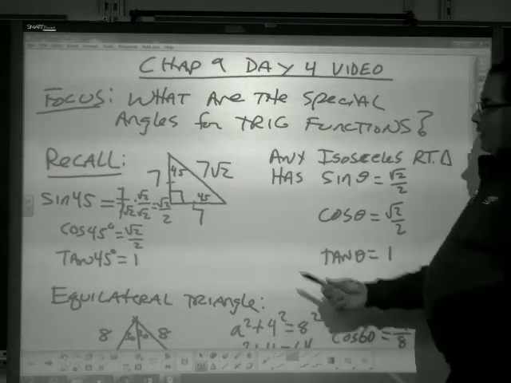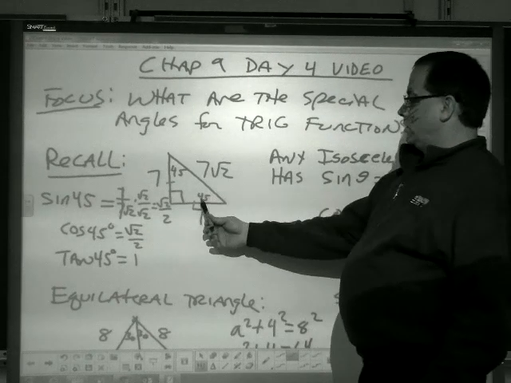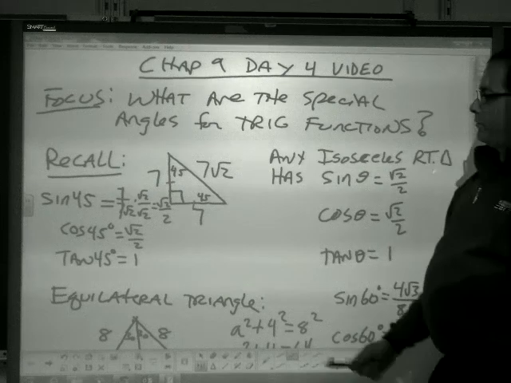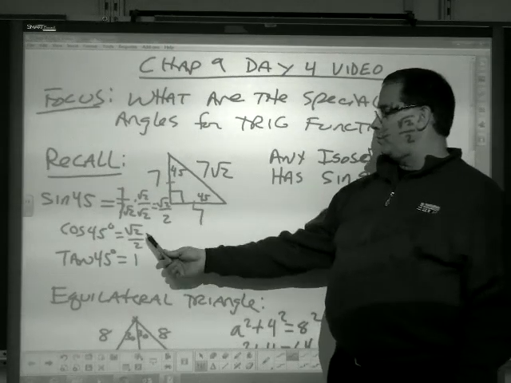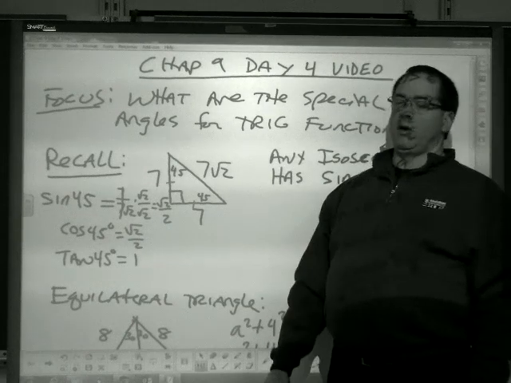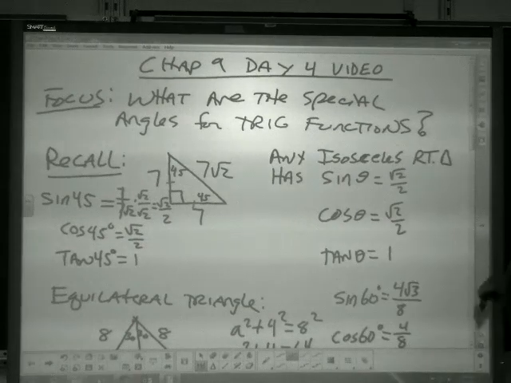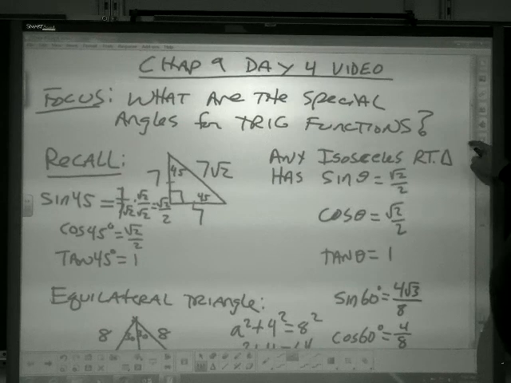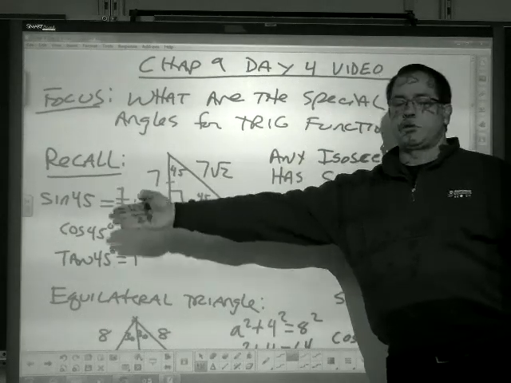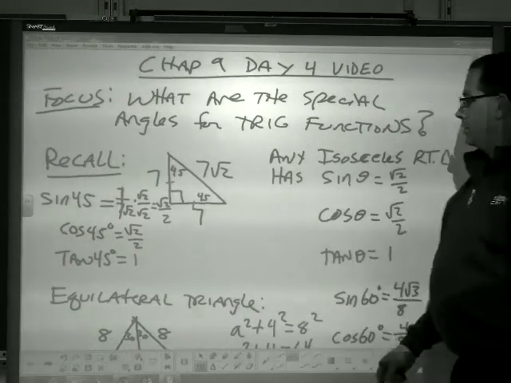So for any isosceles right triangle, it's going to have a 45-degree angle. So the sine of 45 degrees will always be square root of 2 over 2. The cosine of 45 will always be square root of 2 over 2. The tangent will always be 1. Okay? Let's take a look at an equilateral triangle. This is one of our special angles, 45 degrees.